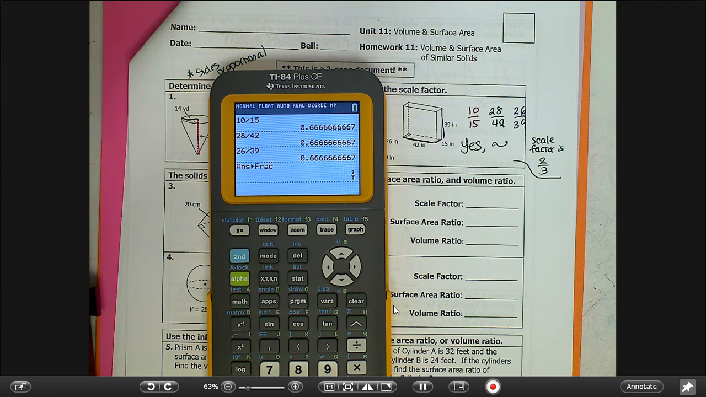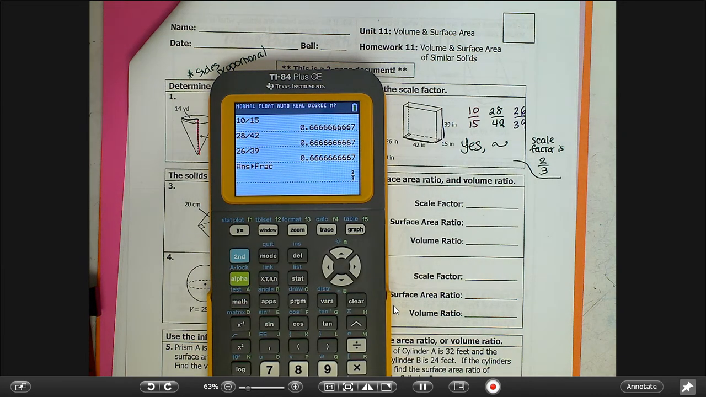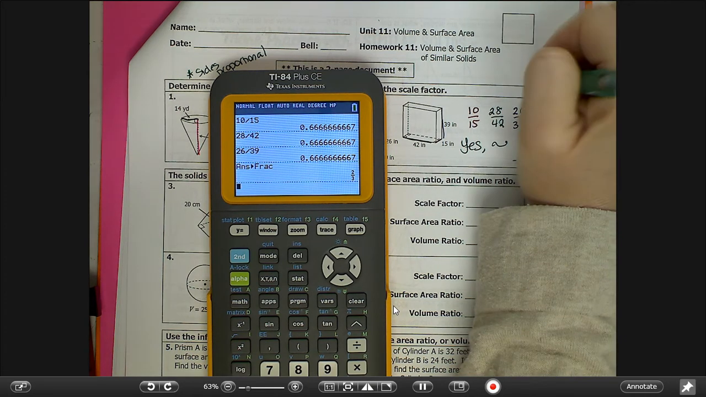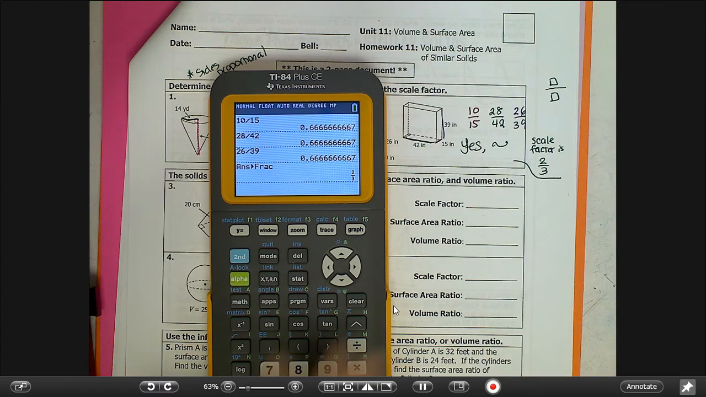On Desmos, after you type in one of these fractions, like 26 over 39, there's a little button on the left-hand side that looks like this. If you click that, it will change to a fraction.